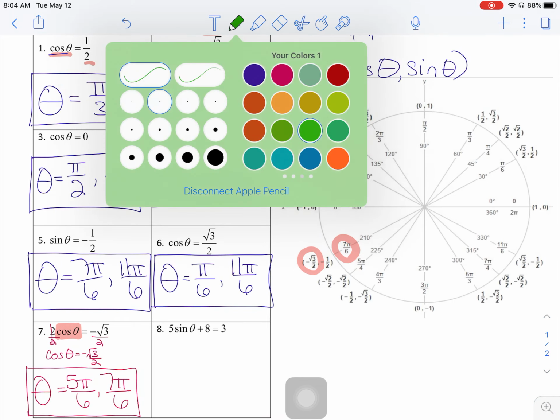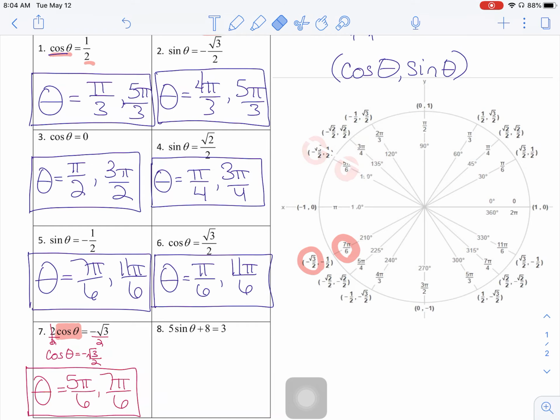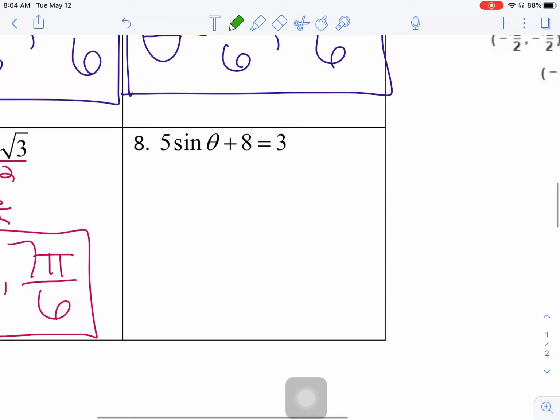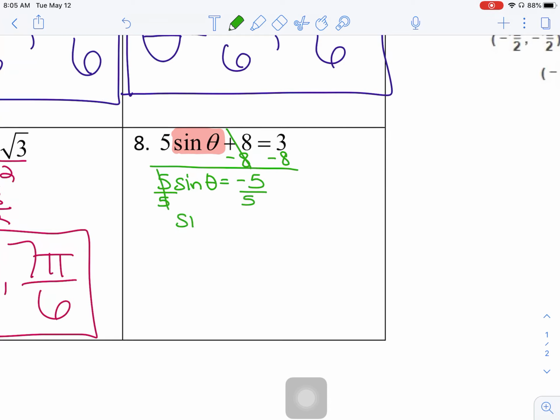All right, last but not least, let me delete these highlighter bits. And we'll take a look at problem number 8 here. Okay, so I need to get sine of theta by itself. In the same way you would solve for x in an equation, get this isolated. I'm going to subtract 8 from both sides. So 5 sine of theta equals 3 minus 8, which is negative 5. I'm going to divide both sides by 5. So sine of theta equals negative 1.